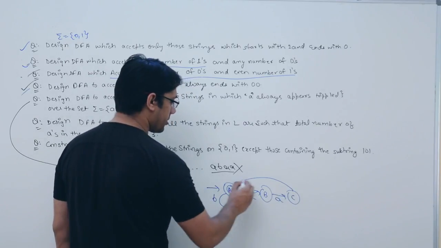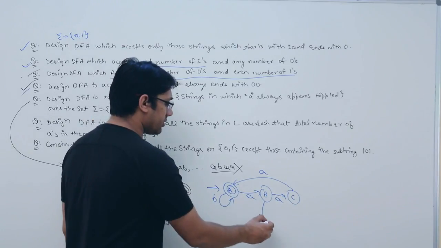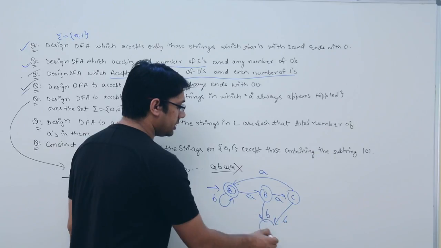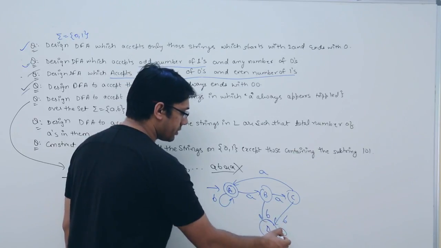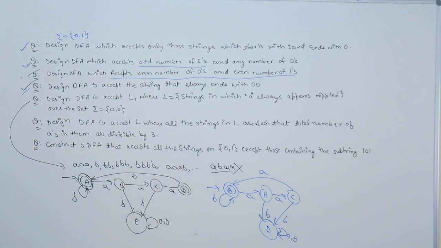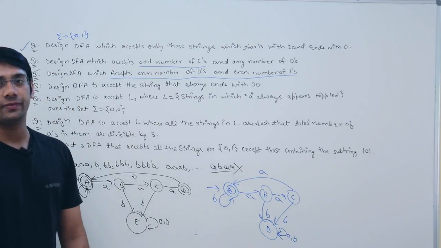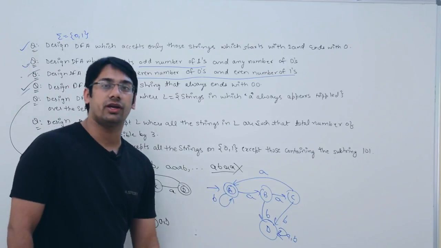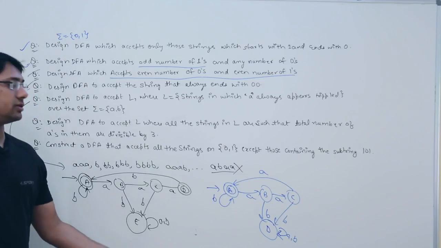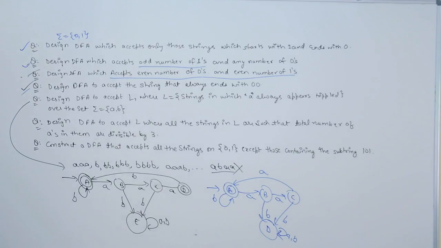If we are getting three A's, again we are back at state A. If you get any B in the middle, that means the string should not be accepted. You can clearly see how I'm drawing this one. I'm assuming that after getting the three consecutive A's, we should always reach a final state. But between these three consecutive A's, if we get a B in the middle, that should not be accepted. So this is also done.